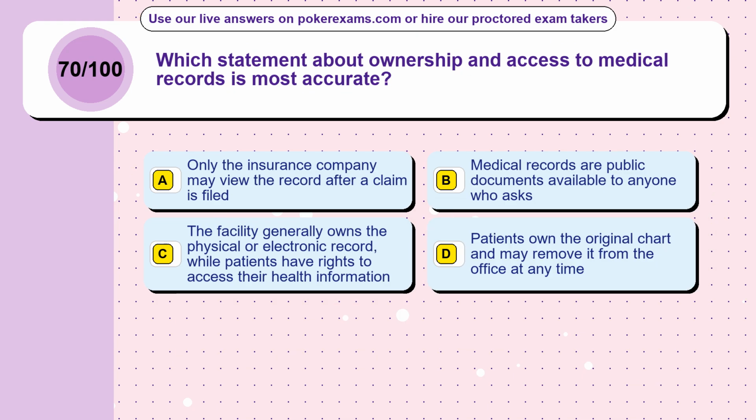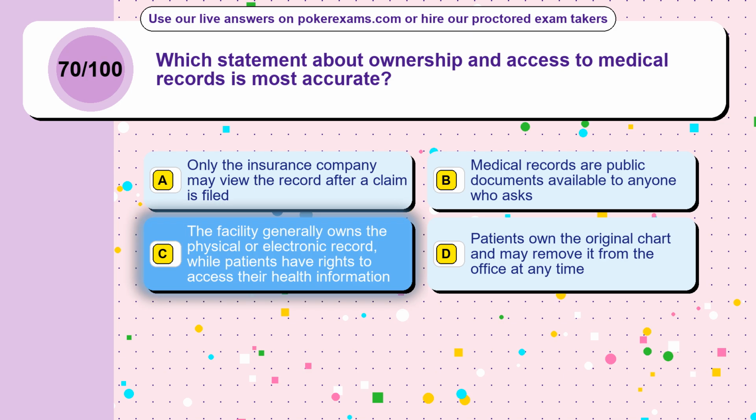Question 70. Which statement about ownership and access to medical records is most accurate? Option A. Only the insurance company may view the record after a claim is filed. Option B. Medical records are public documents available to anyone who asks. Option C. The facility generally owns the physical or electronic record, while patients have rights to access their health information. Option D. Patients own the original chart and may remove it from the office at any time. The correct answer is option C.